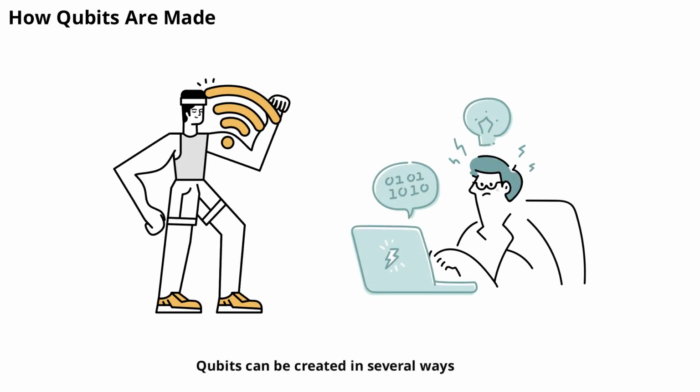Qubits can be created in several ways, using different physical systems. Some quantum computers use superconducting circuits cooled to near absolute zero, while others trap ions or photons. Each method has its own advantages and challenges, but they all rely on the delicate control of quantum states. Building and maintaining qubits is one of the biggest technical challenges in quantum computing today.